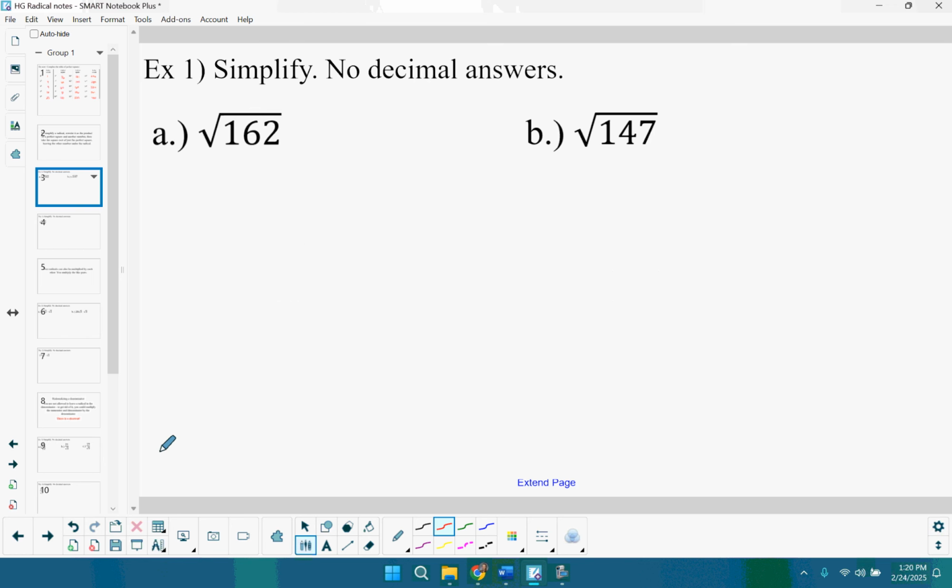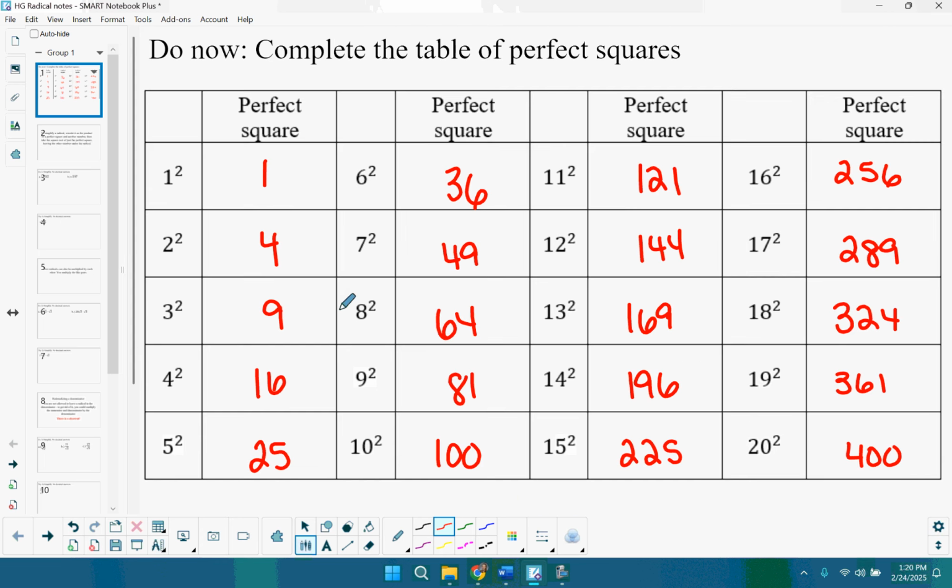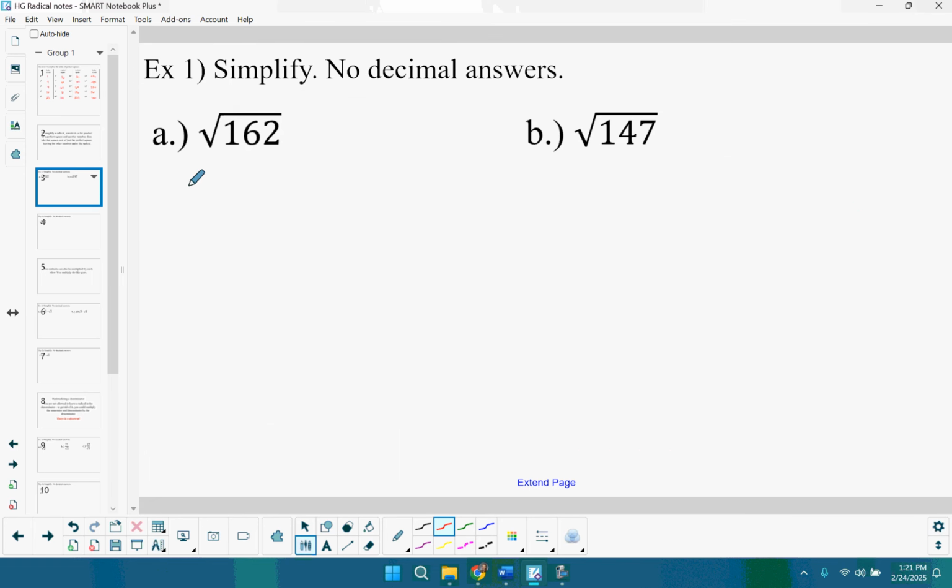This is how we can reduce radicals without getting decimal answers. So for the square root of 162, I would look at my list of perfect squares, and I usually start below 162. I'm going to check, does 144 go into 162 evenly? Does 121 go into 162 evenly? And I'm going to keep working my way backwards because I want the biggest possible number to be in my product. And 81 goes into 162 evenly.